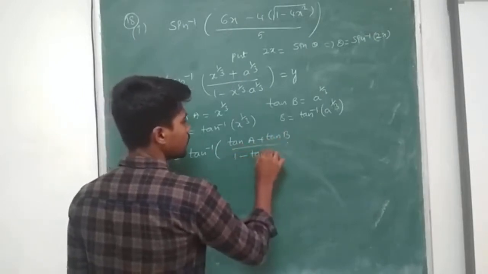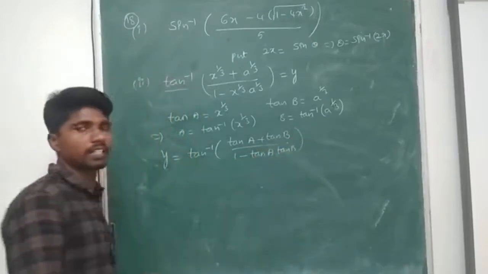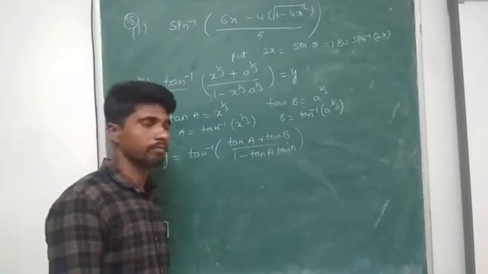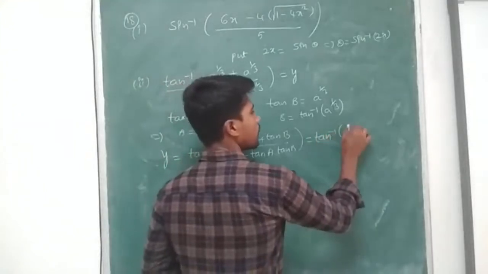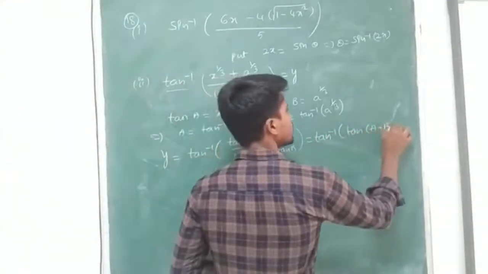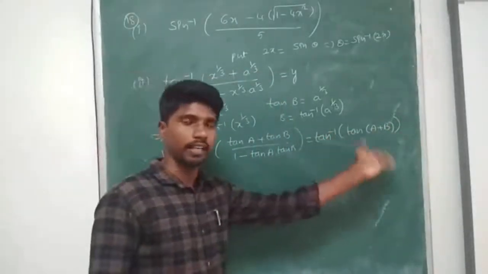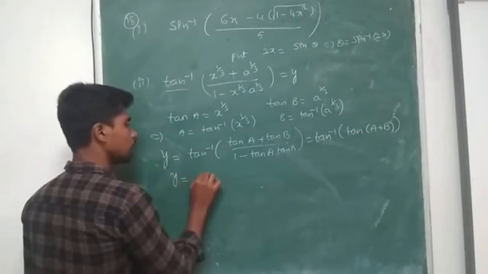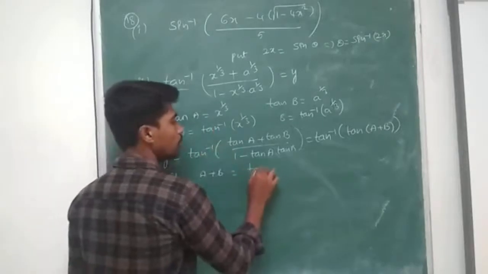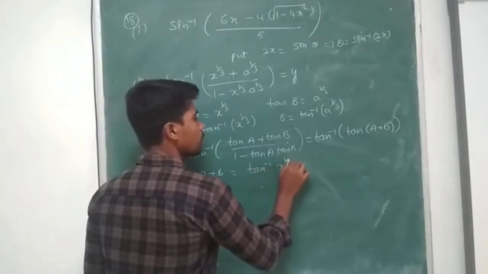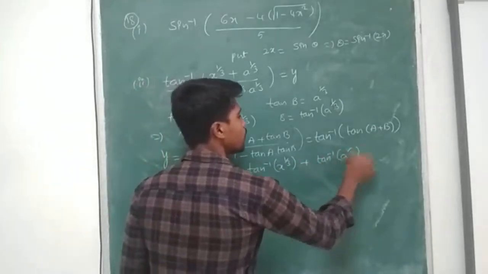Now y is modified as tan inverse of (tan a + tan b) / (1 - tan a tan b). This can be rewritten as tan inverse of tan of (a + b). Now tan inverse of tan theta is theta, nothing but tan inverse of tan x is x. So we get y is equal to a plus b. I substitute a and b values: a is equal to tan inverse of x^(1/3), b is equal to tan inverse of a^(1/3).